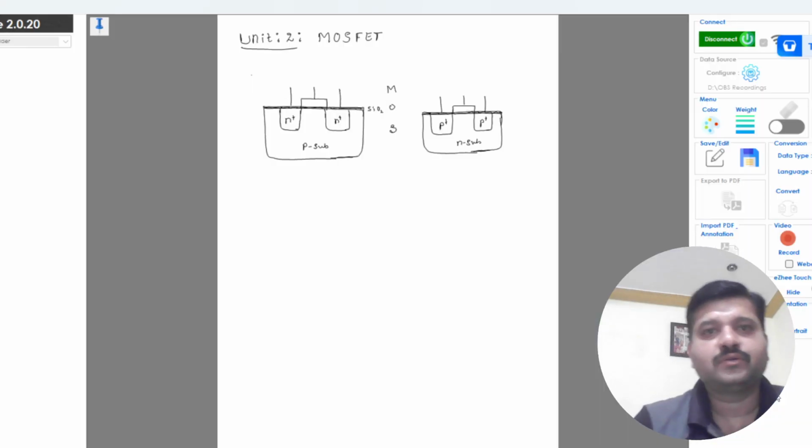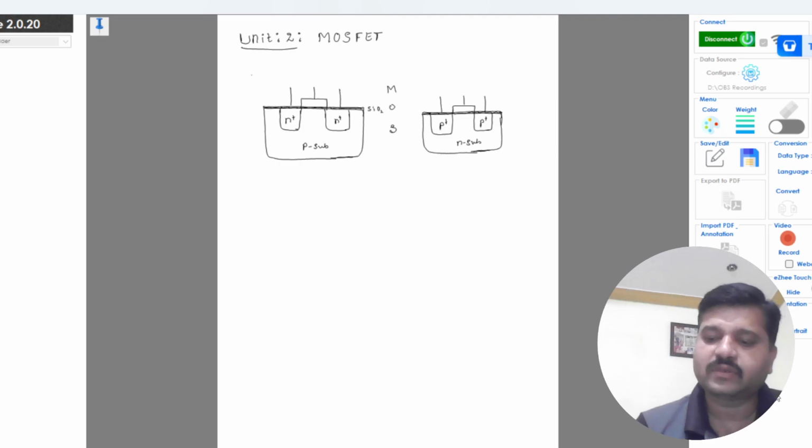Hello everyone. Today we will start with Unit 2, which is on MOSFET, metal oxide semiconductor field effect transistor. There are basically two types of MOSFET, that is P-type MOSFET and N-type MOSFET. So MOS basically means metal oxide semiconductor.